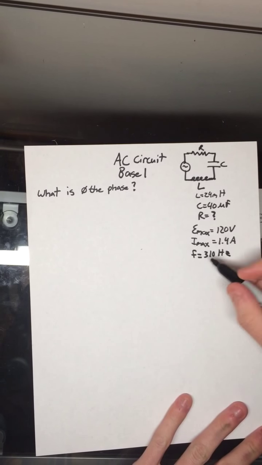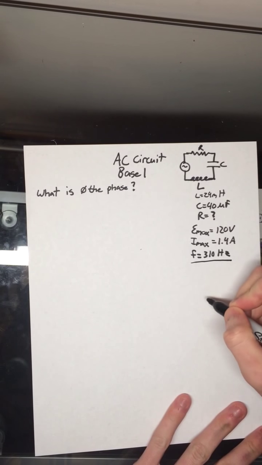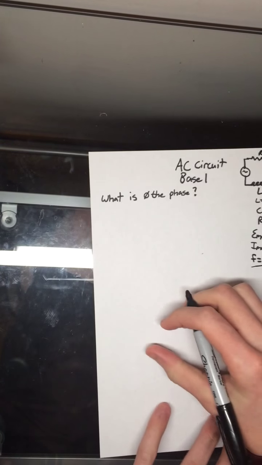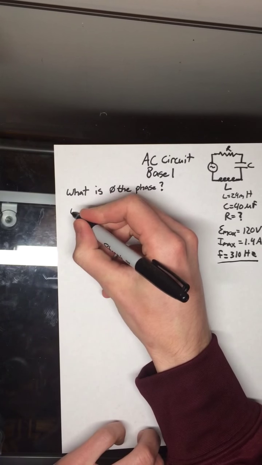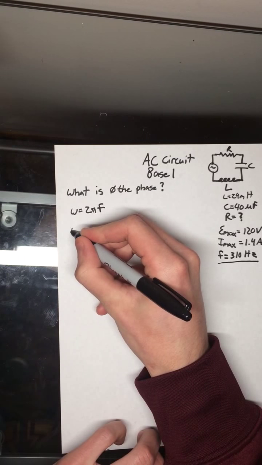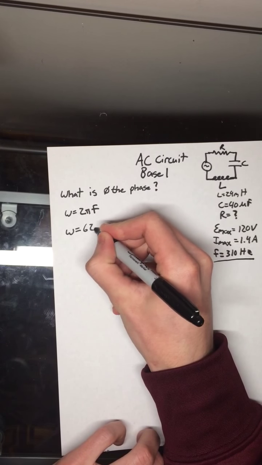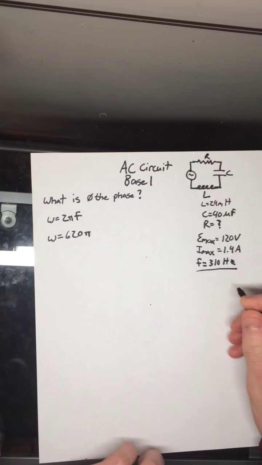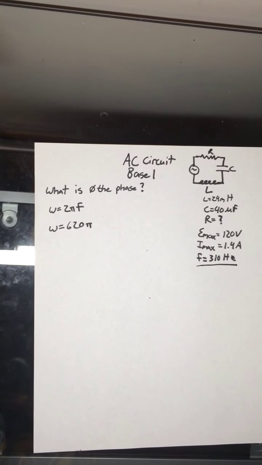Now the key also to this problem is that they give us the frequency, so that means you can calculate omega right away, because as you can recall, omega equals 2 pi f, so that means omega equals 620 pi. Okay, so we're asked to find what is the phase angle.